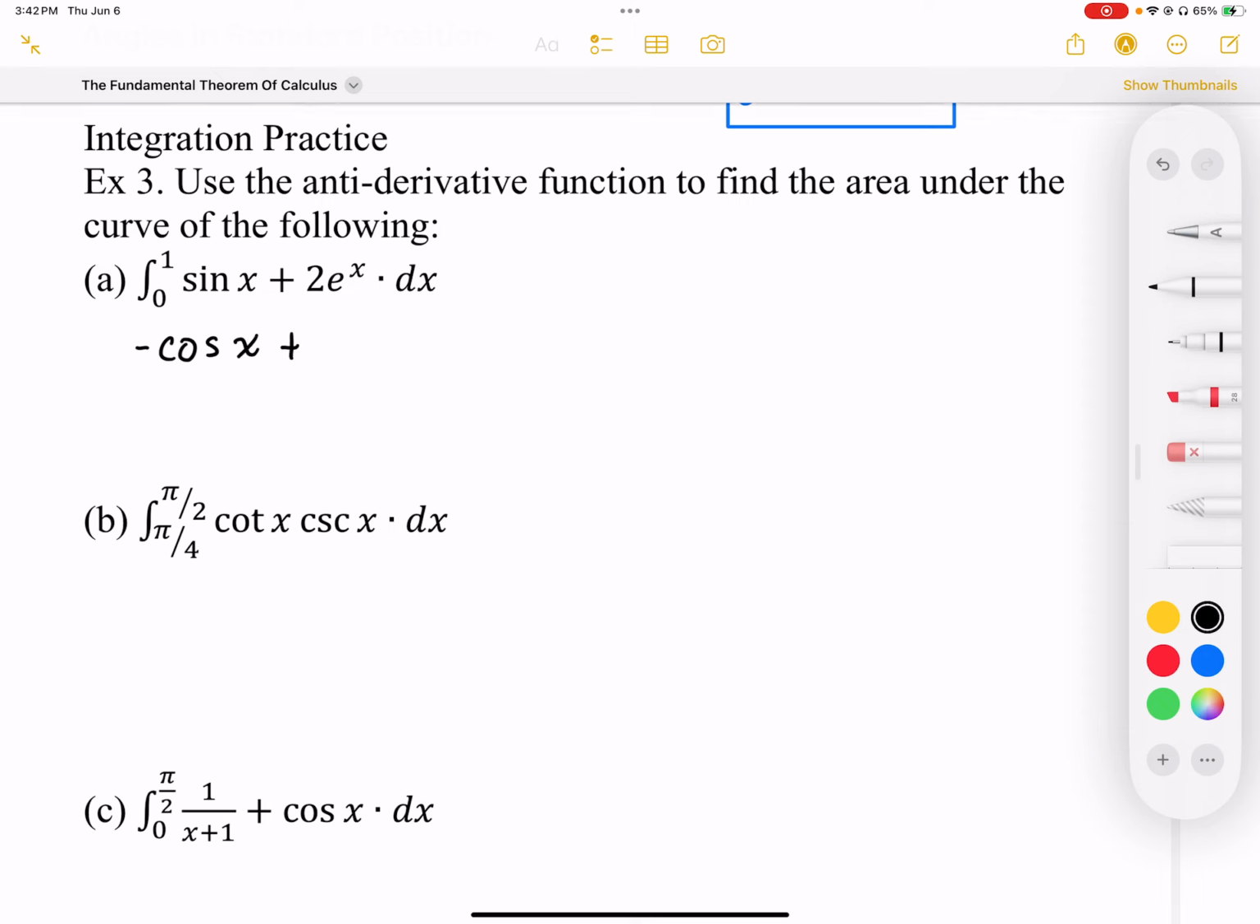We're going to anti-differentiate the e to the x, so we're going to end up with just the same function. And then we're going to plug in our bounds from 0 to 1, and we are going to evaluate that area by plugging in. So we end up with negative cosine of 1 plus 2e to the 1.